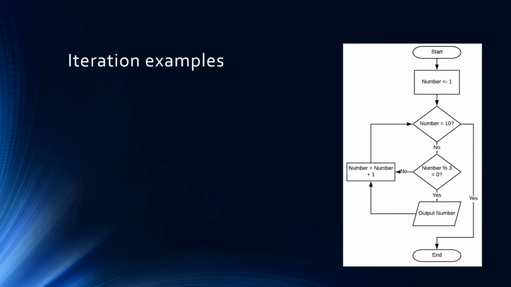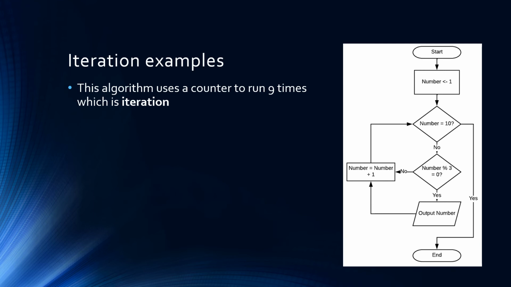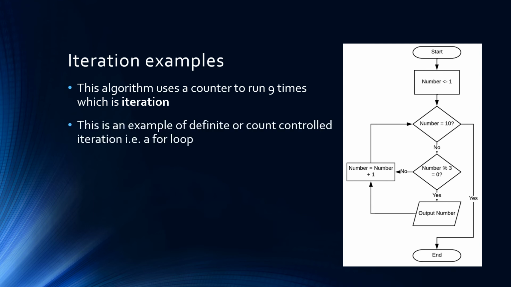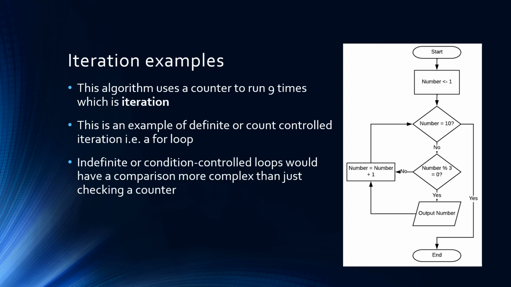This algorithm shows an example of count-controlled iteration. The counter number is incremented each time through the loop. Within the loop, there's an example of selection, as we check whether the number is equally divisible by 3 at any given point. An indefinite or condition-controlled loop would have a comparison that was slightly more complex. It would most likely require the user to give new input so that the loop could be exited.